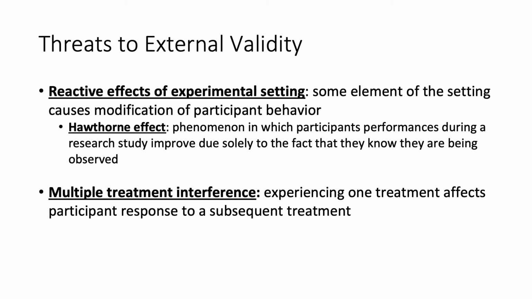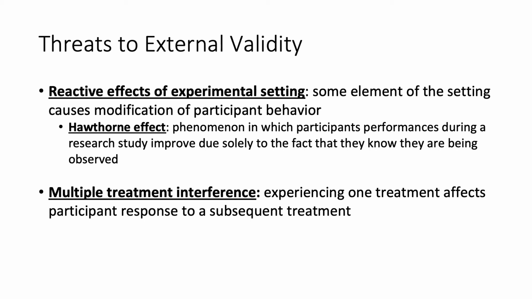A reactive effect of experiment setting is an external validity threat whenever the setting in which data are collected causes the participants to behave differently than they normally would, such as a laboratory setting versus a field or a competitive setting. There is a specific type of reactive effect known as the Hawthorne effect, which is a phenomenon in which participants' performances during a research study improve due solely to the fact that they know they are being observed.